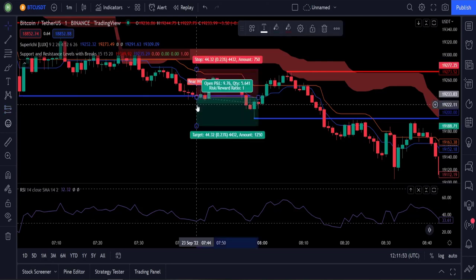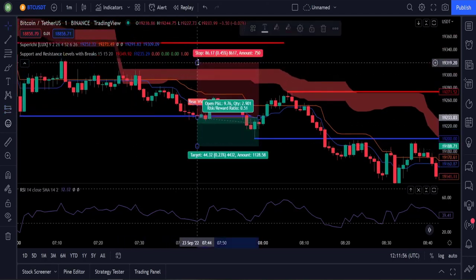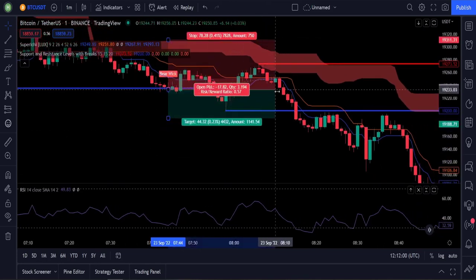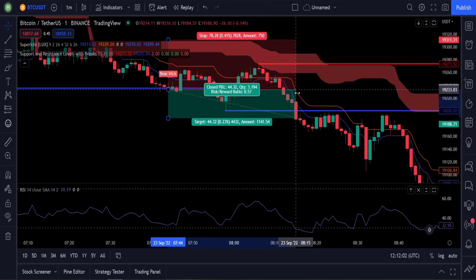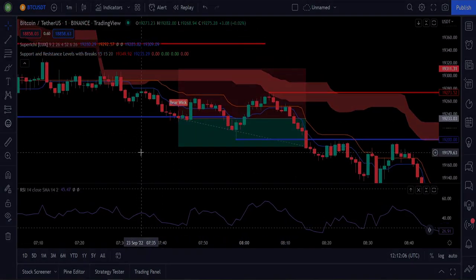So as all the rules are confirmed here, we'll enter this trade at the close of this candle, and we'll set our stop loss at the recent swing high, and here the RSI is oversold, so we'll exit the trade here, and we have a profitable trade. Now, let's take a look at one more sell example.